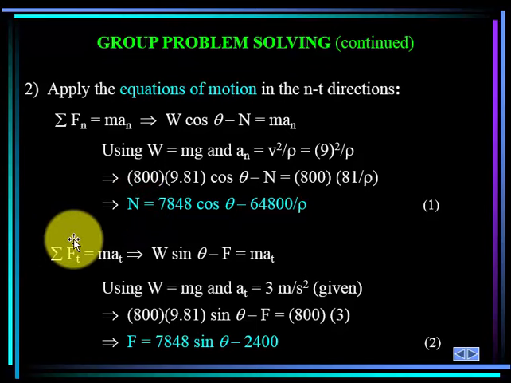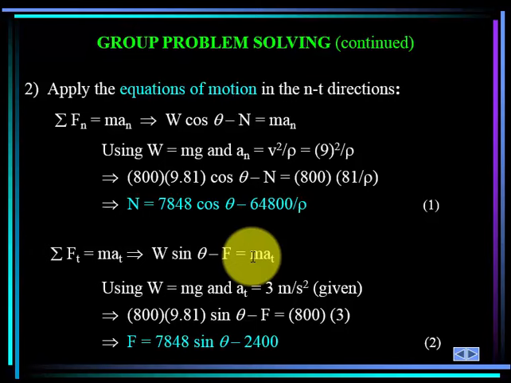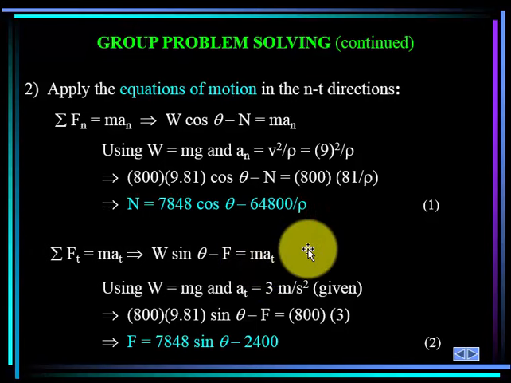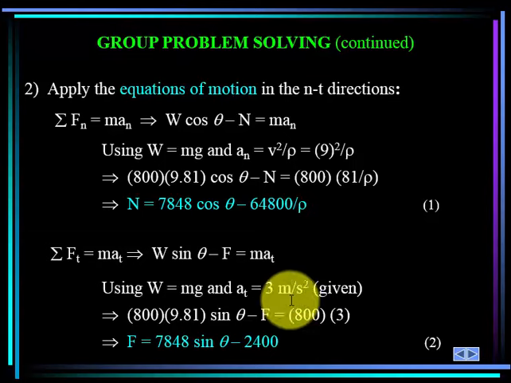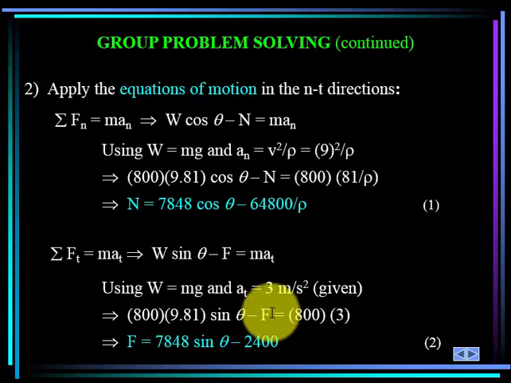When we sum forces in the tangent direction, we have a weight component again, and that was acting in the positive tangent. We have the friction force component, which is acting in the negative tangent direction. That's equal to mass times acceleration in the tangent. We were told early on that the rate of change of speed was 3. That 3 is the tangential acceleration. We'll substitute that right there. We know the weight term. In this equation, we will then solve for the unknown force from the tires. That force is 7848 sine of theta minus 2400 is the way the algebra works out.